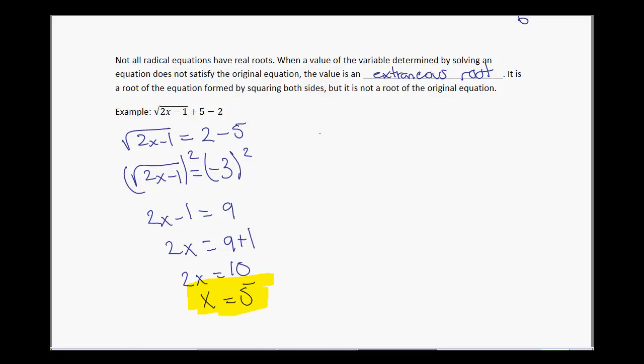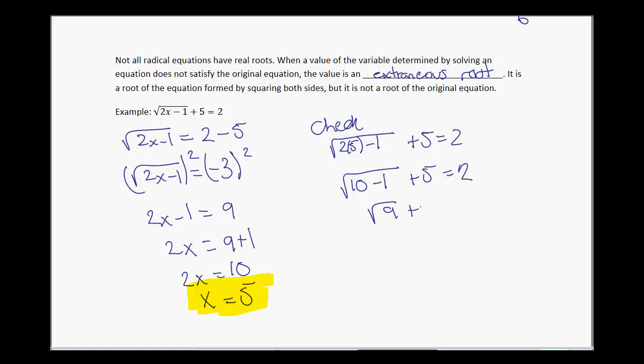So let's check our solution. Plugging in, we get √(2 × 5 − 1) + 5 = 2. √(10 − 1) + 5 = 2. √9 + 5 = 2. 3 + 5 = 2. 8 does not equal 2.